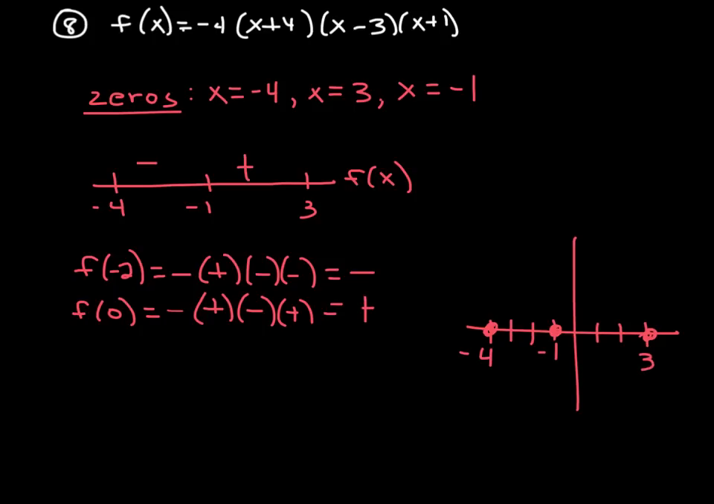Whenever we see a negative on our sign chart, it means our graph is below the x-axis. So between -4 and -1, our graph is going to be below the x-axis. And when we see a positive on our sign chart between -1 and 3, it means our graph is going to be above the x-axis between -1 and +3. So here's our graph. Just make sure you label it f of x. Always remember to label your graph and your sign chart with f of x.